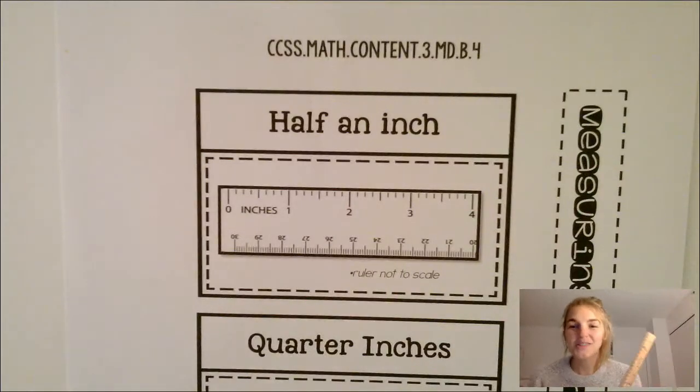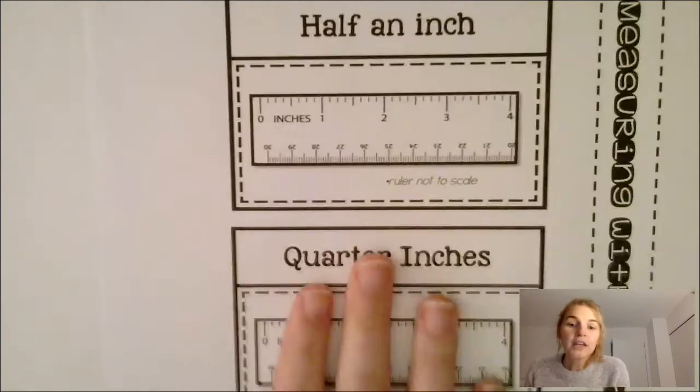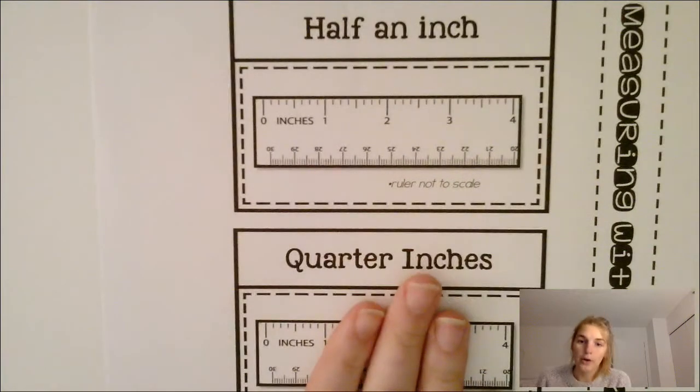Hello, third graders. We are starting a new unit for measurement and data. And in this one, we are going to be using rulers to help us measure. This year, we're going to be learning how to measure objects using a ruler to the nearest fourth inch. And a fourth of an inch is also called a quarter inch.